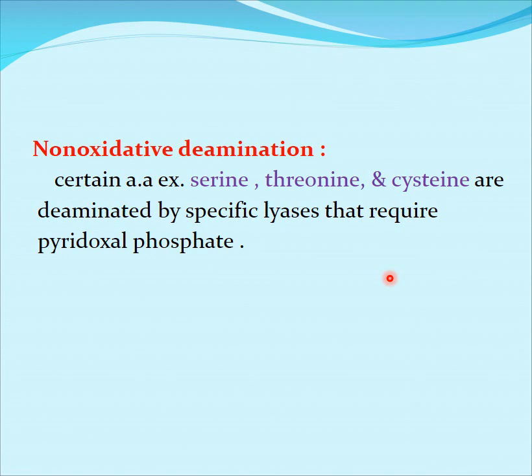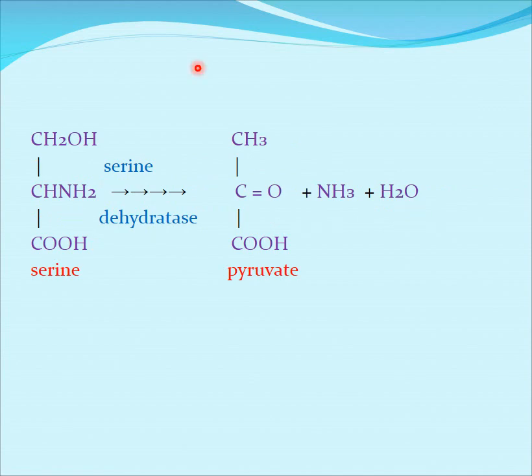The non-oxidative deamination involves the conversion of other amino acids, for example serine, threonine, which we saw is not involved in the transamination, and cysteine. Both of them are converted by specific enzymes called lyases that require pyridoxal phosphate. Also like transamination, non-oxidative deamination needs pyridoxal phosphate. So B6 is very important in deamination.